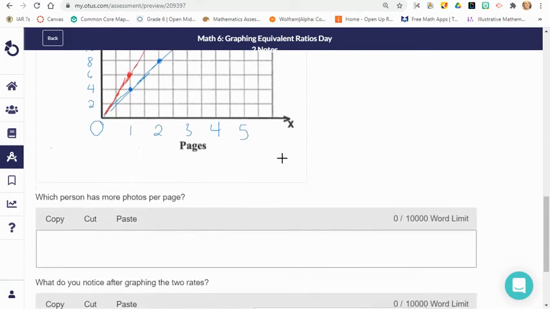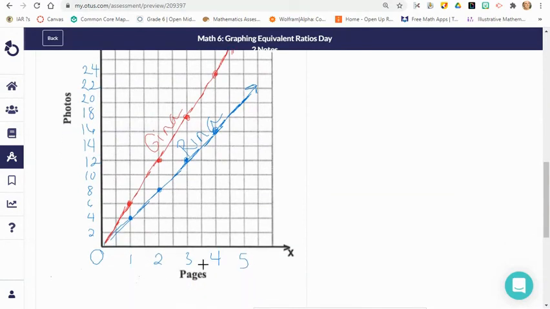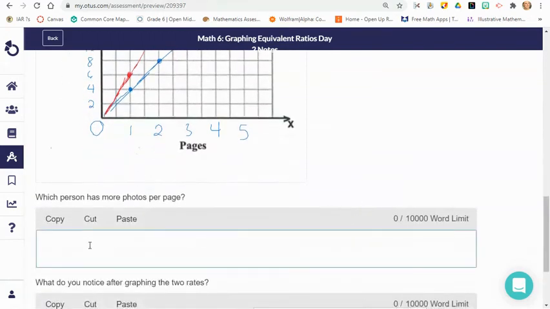So now I have some questions down below. Which person has more photos per page? Well, as I'm looking at this, these are my pages at the bottom, and these are my photos. So more photos per page. Well, if I look at one page, Gina seems to have more photos per page. So my answer there would be Gina.